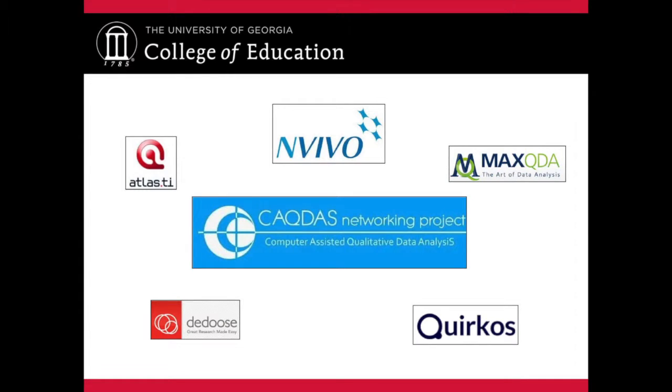InVivo's out of Australia. It's been around probably the longest. Well, InVivo and Atlas TI both started in like the late 80s, early 90s. Atlas TI and MaxQDA are both out of Germany. InVivo's out of Australia. Dedoose is out of the University of Southern California, so it's the American-based one. And Quirkos is a pretty new one that's out of England.